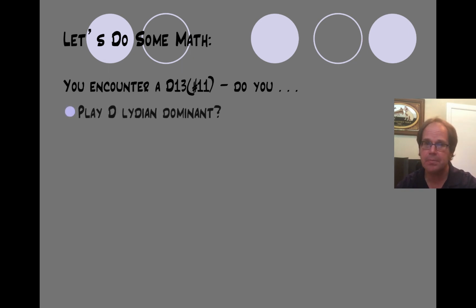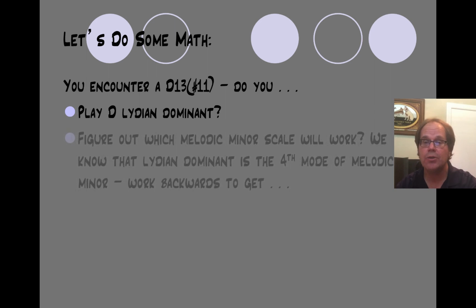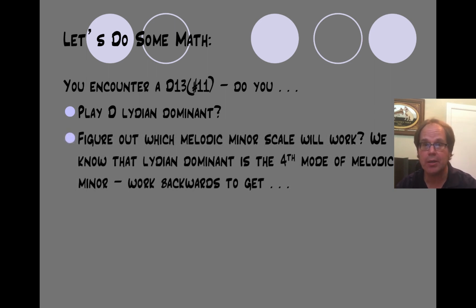So do I play D Lydian dominant, or do I figure out which melodic minor scale will work? In other words, do I transpose the idea of a Lydian dominant scale to the parent melodic minor scale? In this case, if I had D13 sharp 11, that's the 4th mode of what melodic minor? Think about that for a second. You have to work backwards. If you work backwards from the 4th mode, D is the 4th mode of which melodic minor? Well, it's actually A melodic minor, right? So I could think of playing A melodic minor as opposed to playing D Lydian dominant.